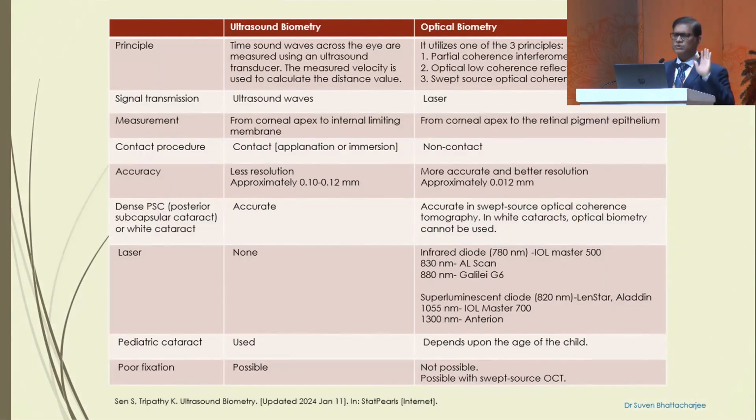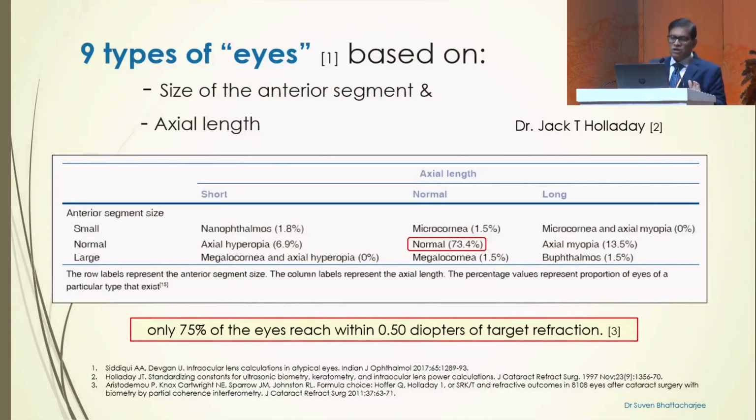Now, the biggest difference between ultrasonic biometry and optical biometry is in terms of accuracy, where there is a lesser resolution in ultrasonic, and in the optical the measurements are close to 0.012 millimeters. Now, why is this a problem for us? Because if you look at the combinations that are available, there are 9 types of eyes, if you see the anterior segment size and the axial length. Unfortunately, less than 75% fall within the normal axial length and the normal anterior segment.